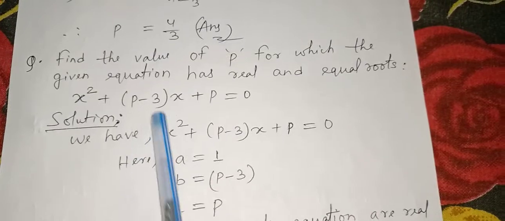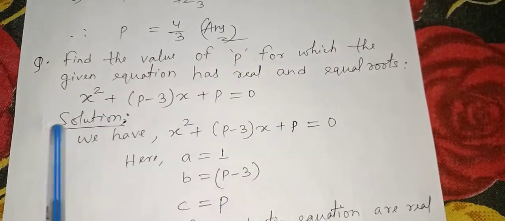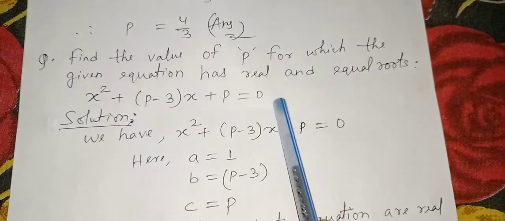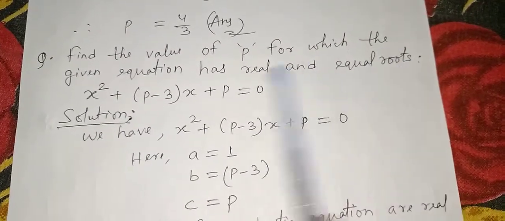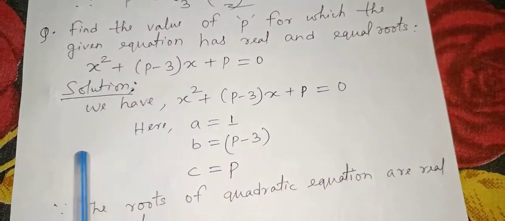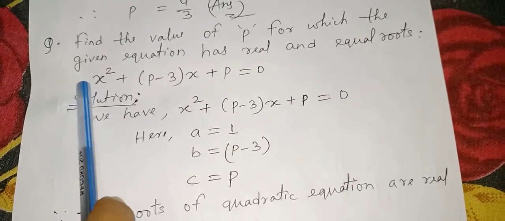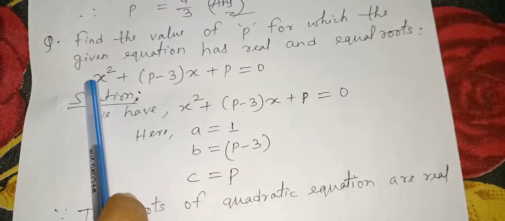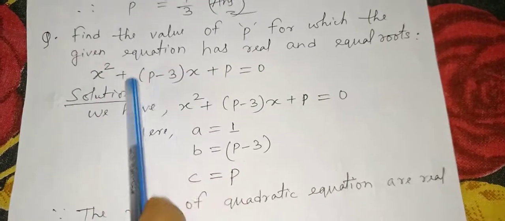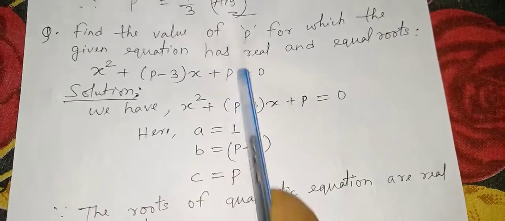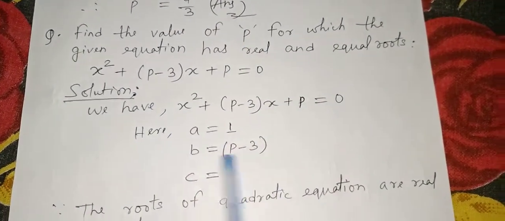Similar question, but the equation is a little lengthy. Find the value of p for which the given equation has real and equal roots. The equation is a little bit different type. Here the position of a is nothing, means there is 1, and here b has been occupied by p minus 3 and c also has been occupied by p. So you have to find the value of p.